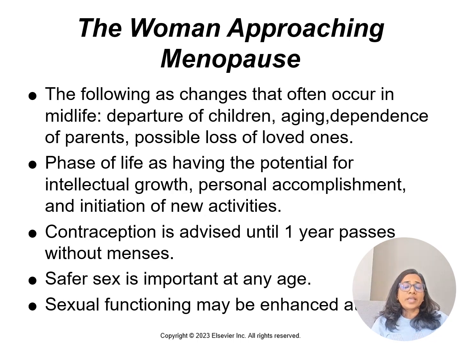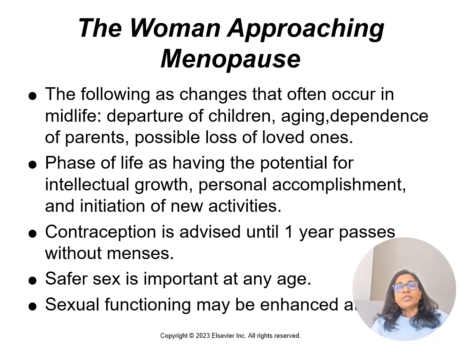As aging happens or as menopause approaches, they will also have changes in their life, right? All their children are grown up now. Their parents might be dependent on them. There could be a possible loss of loved ones. So a lot of life changes also happen during this stage. So it's important that we give good emotional support.